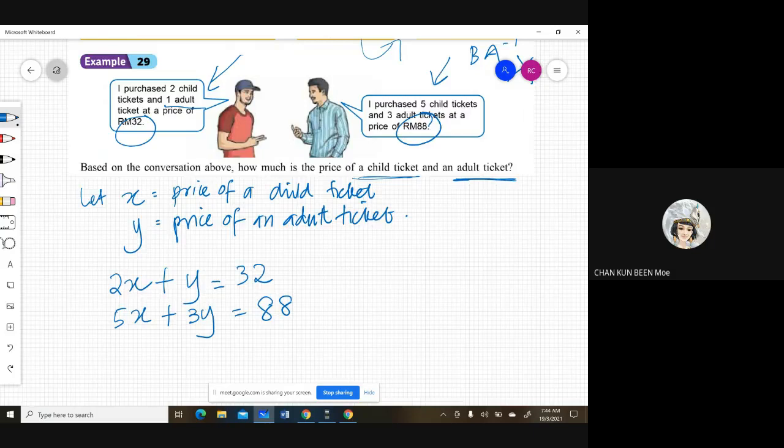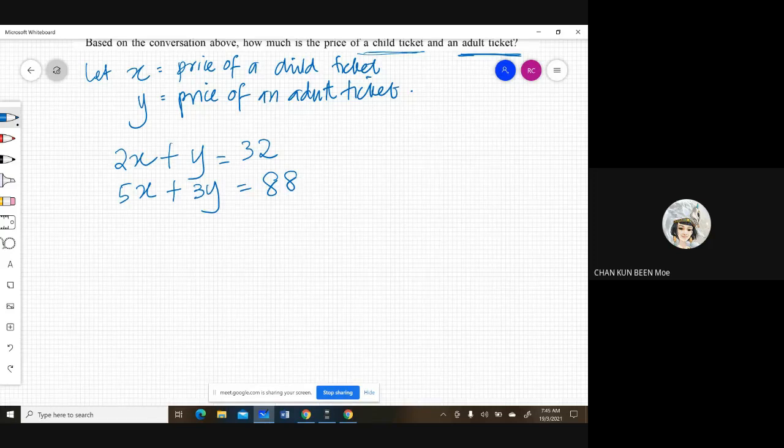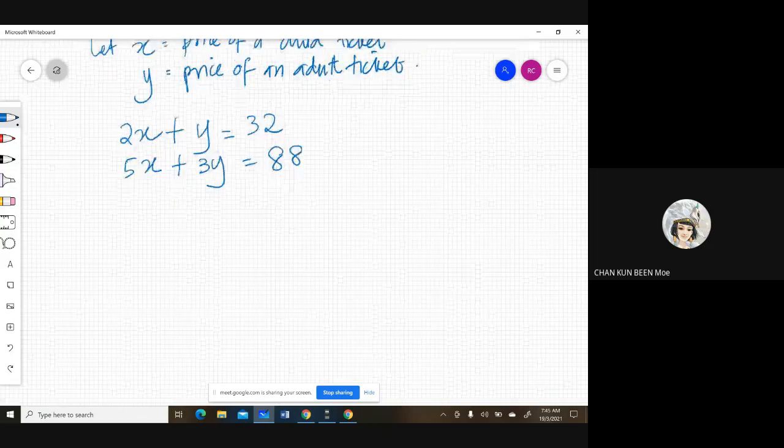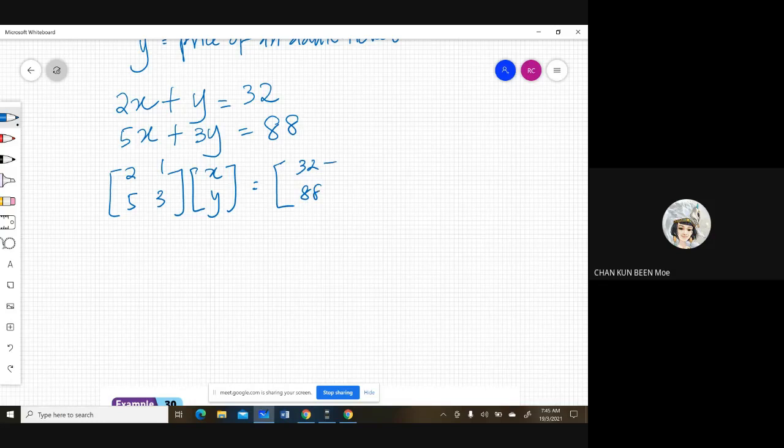So the next step is to convert it into the matrix form. You cannot solve it by using the substitution method or elimination method like what you have learned before, because marks won't be given. Because this chapter is about matrix, they will ask you to solve in the matrix method. So we need to convert it. This is 2, 5, 1, 3 multiplied by the unknowns x, y, equal to 32, 88.